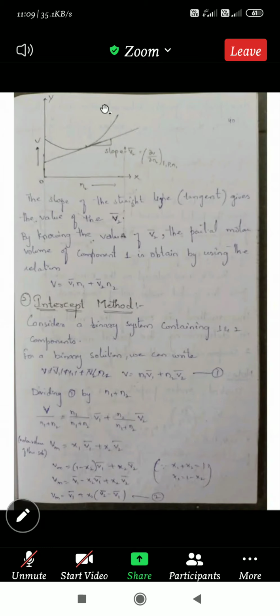But in general, you cannot find the slope for a curve here. It is not possible to find out the slope or intercept for a curve here. Therefore, you drop a tangent to the curve. Tangent is nothing but a straight line which touches the curve at this particular point. You can see this is the point where the straight line is passing here. And for this particular straight line, you can find out the slope. So the slope gives the value of your V2 bar. Slope will give the value of V2 bar, that is dou V by dou N2 at constant temperature, pressure, and N1 here.